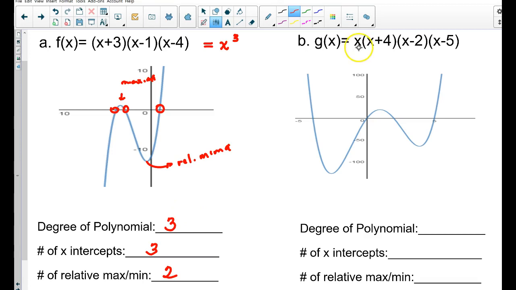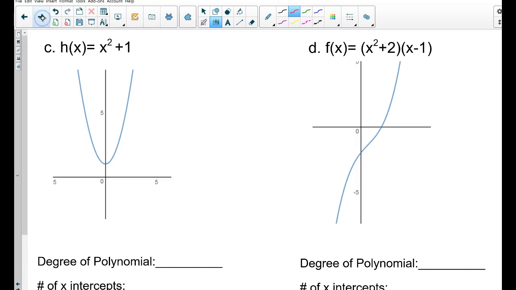For part B, we have x times x times x times x, or x to the 4th. So the degree is 4. I have 4 x-intercepts, and the number of turns is 3, and that matches the formula n-1.